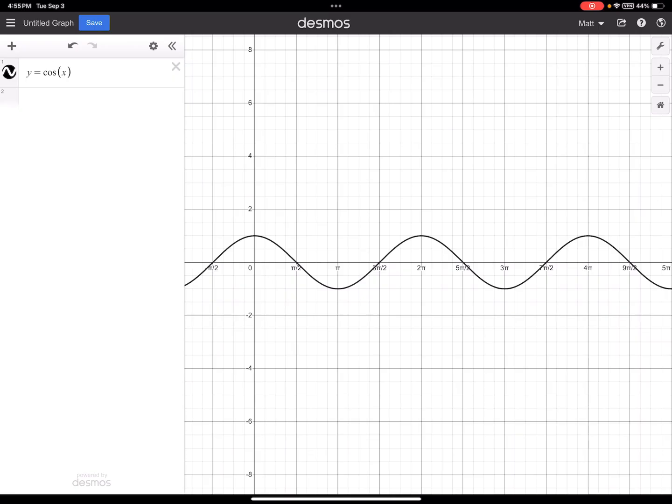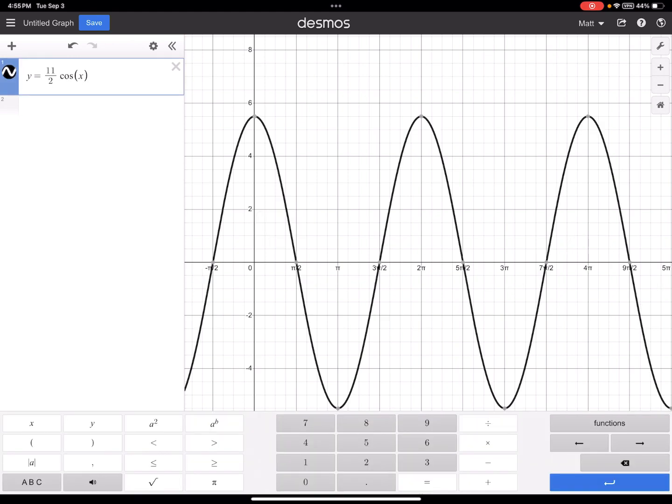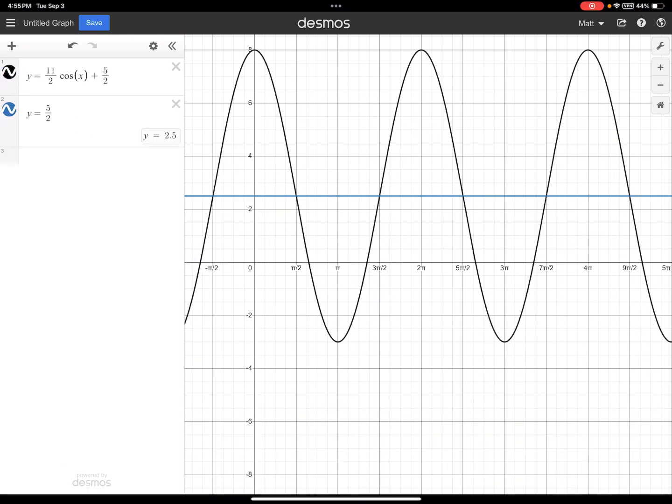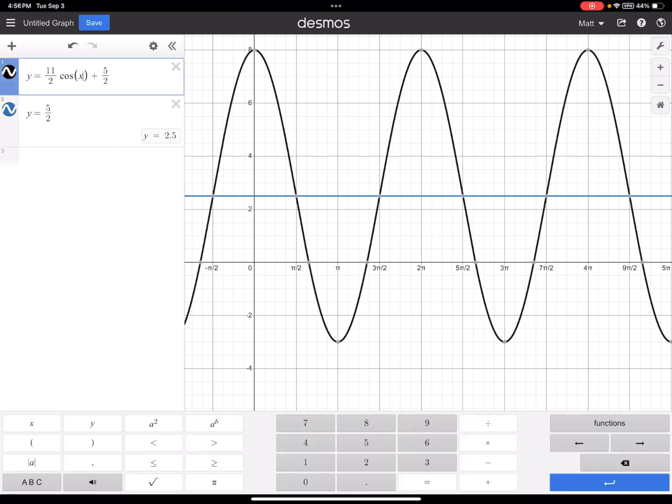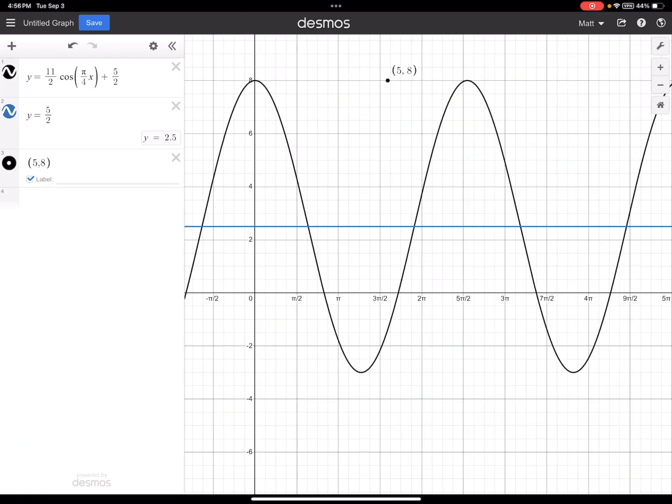The cosine graph begins with a peak on the y-axis. So this point is (0, 1). Let's change the amplitude. Do the vertical shift. I'll graph the new midline. Do the period change by replacing x with pi fourths x. And we currently get to this result.